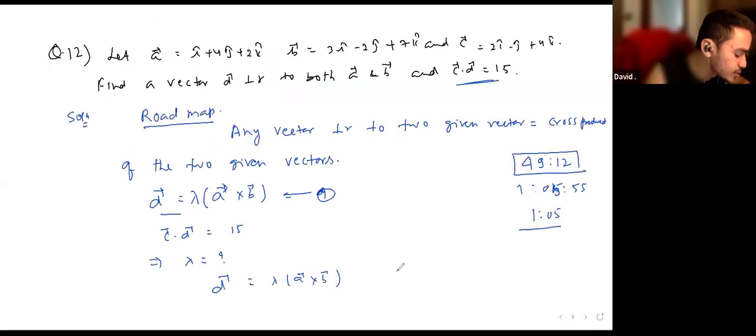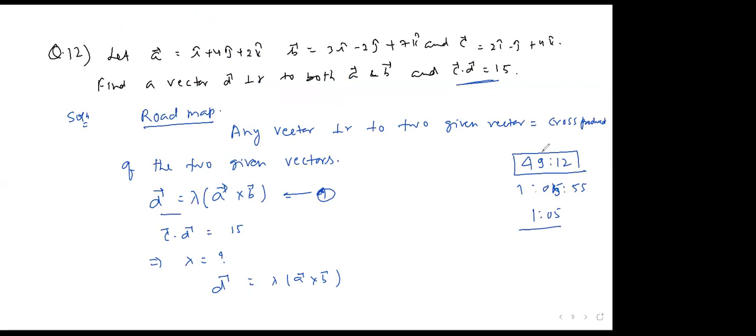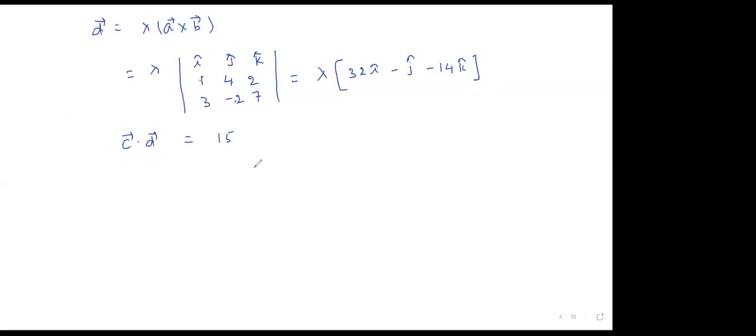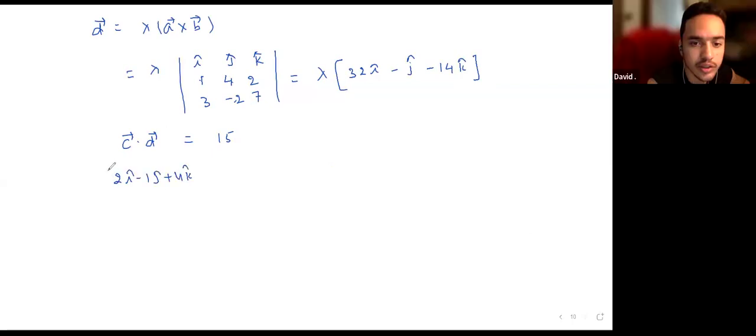Vector C is 2i cap minus j cap plus 4k cap. So 2i cap minus 1j cap plus 4k cap. Is it? Yes, sir.